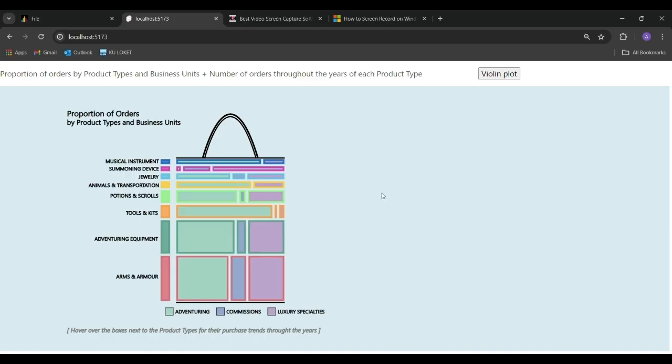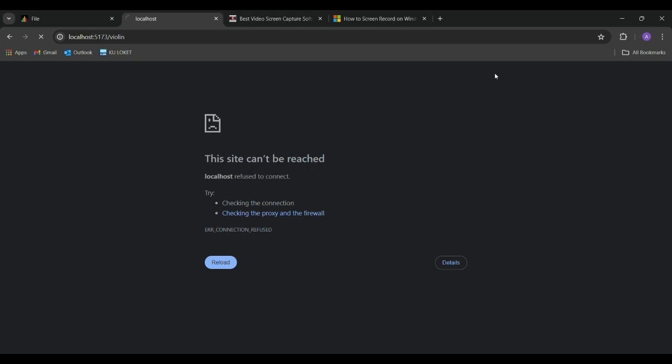Finally, we will look at the second design implementation, which is the violin plot. This can be done by clicking on this button.